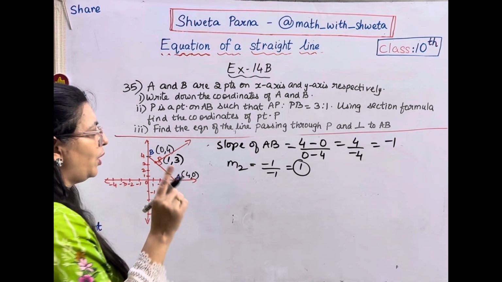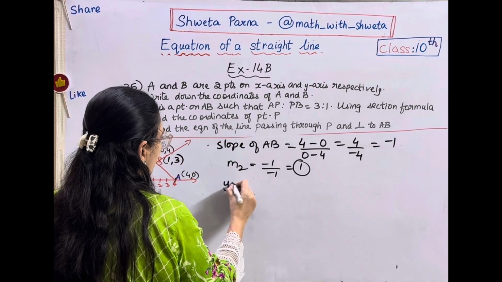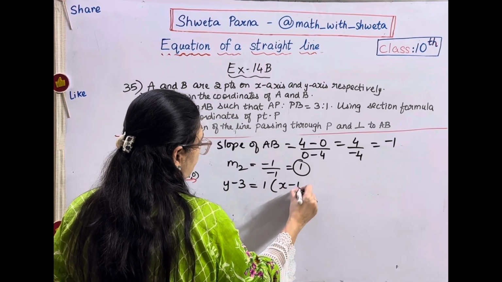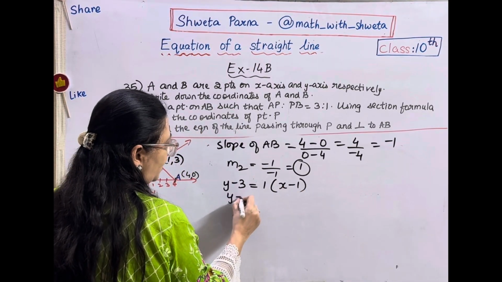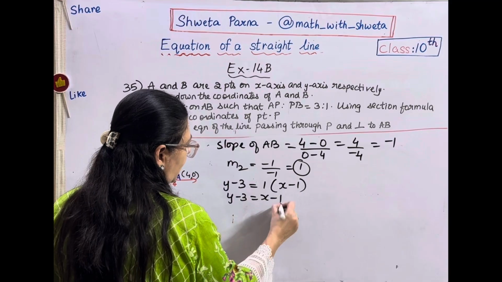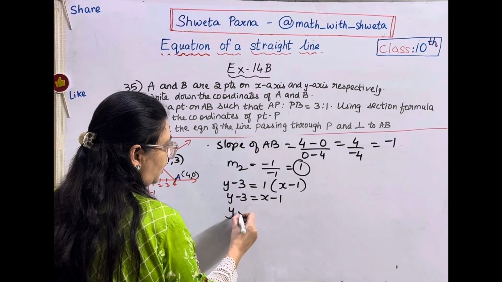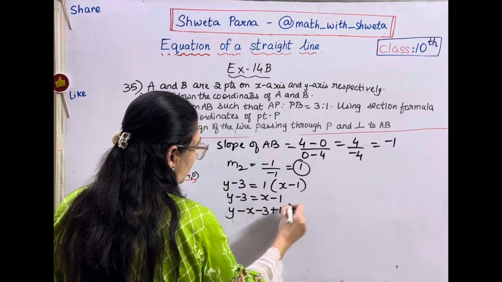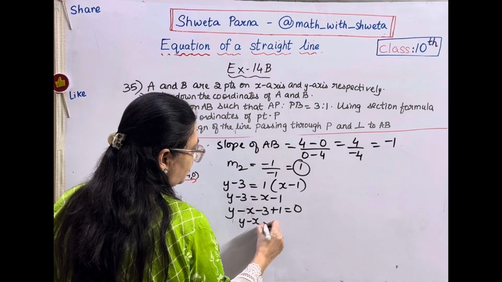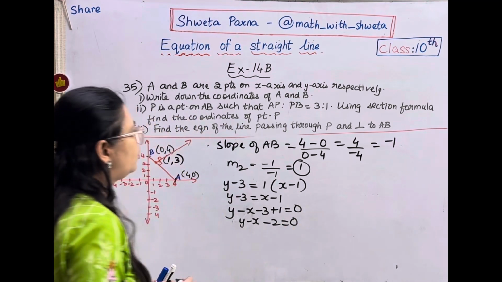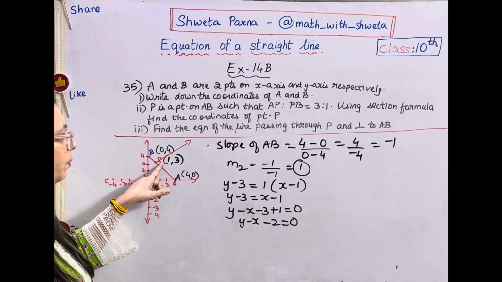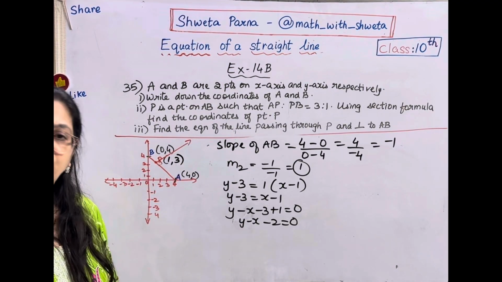You can use point slope formula. So y minus y1 is equal to m into x minus x1. Y minus 3 is equal to x minus 1. Take everything to one side. Y minus x minus 3 plus 1 is 0. Y minus x minus 2 is equal to 0. This becomes the equation of a line which is passing through P and it is perpendicular to AB.